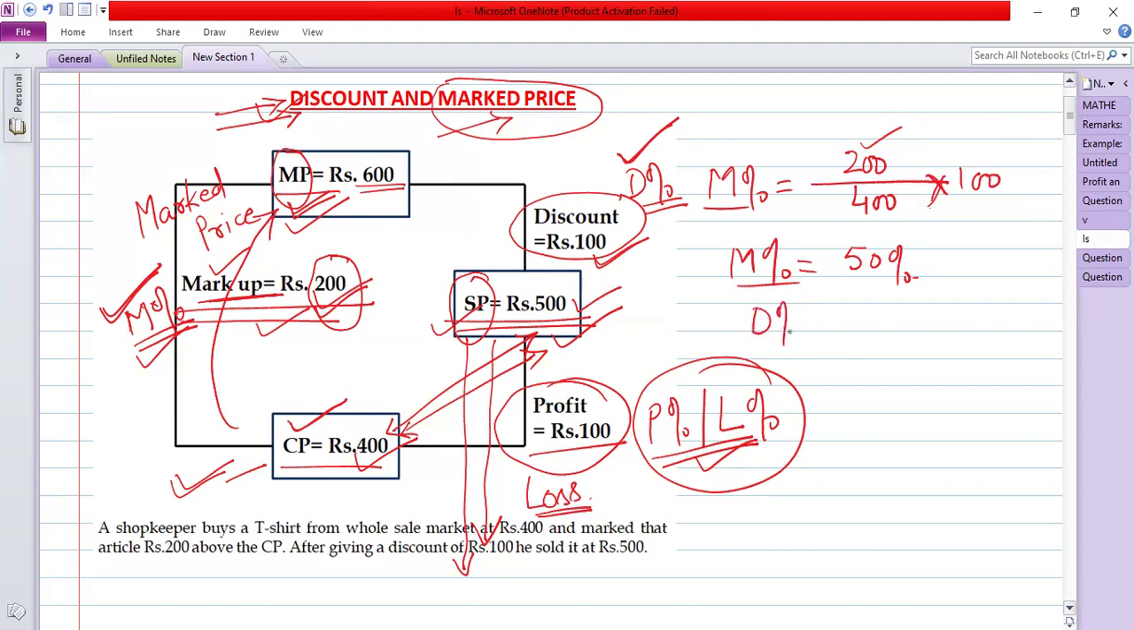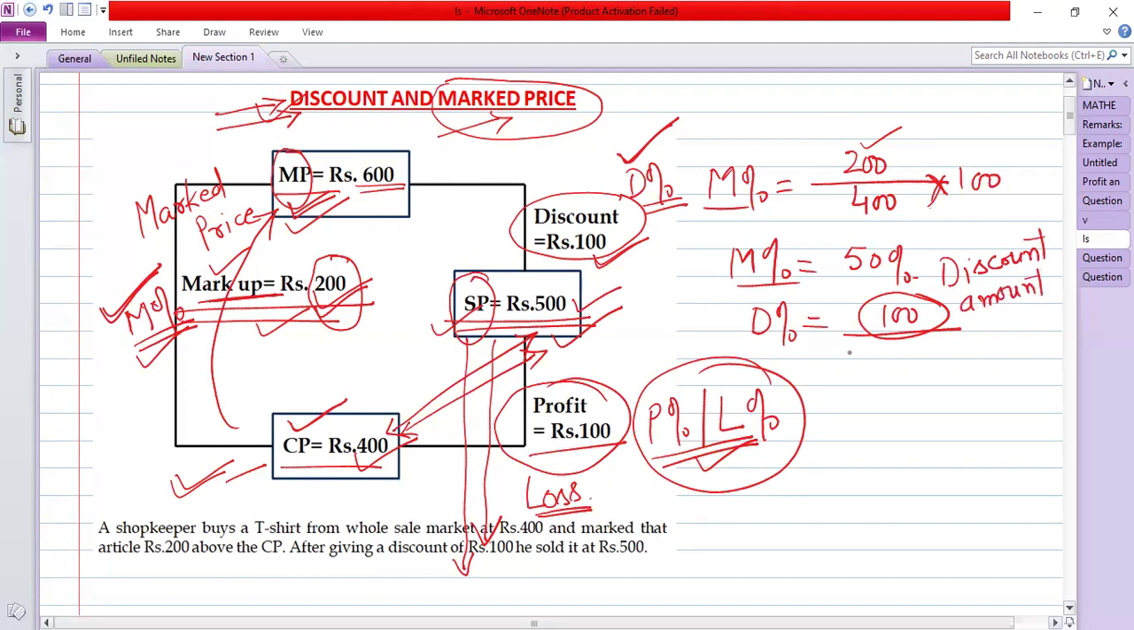Now, what is D percent, the discount percent? It is the discount amount divided by the marked price, and into 100. If someone calculates this, it will come out to be 100 by 6, which is nothing but 16.66 percent.